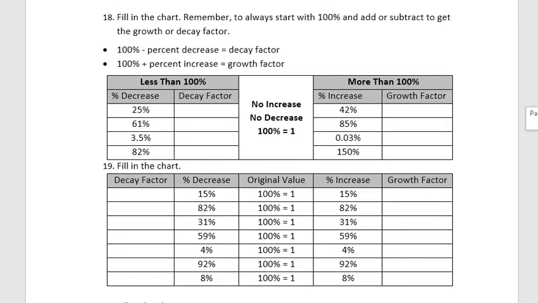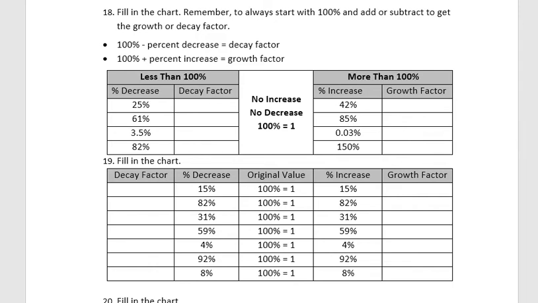Okay, next thing we're looking at is question 18. I'll just do a couple of these for you now. So 18, fill in the chart. Remember to always start with 100%, and we add or subtract to get the growth or decay factor. These are kind of the key thinkings here. 100% minus our percent decrease will give us our decay factor. Start with 100%, add the percent increase to get our growth factor.